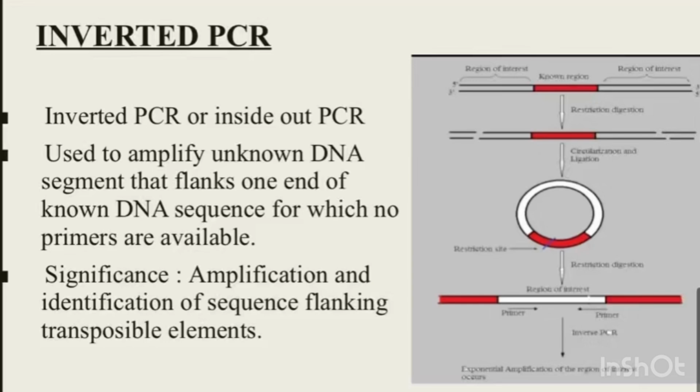However, let's talk about different types of PCR. The first type of PCR is inverted PCR, which is also called inside-out PCR. This is mainly used to amplify an unknown DNA segment that flanks one end of a known DNA sequence for which no primers are available. Inverted PCR is commonly used for the amplification and identification of sequences flanking transposable elements.